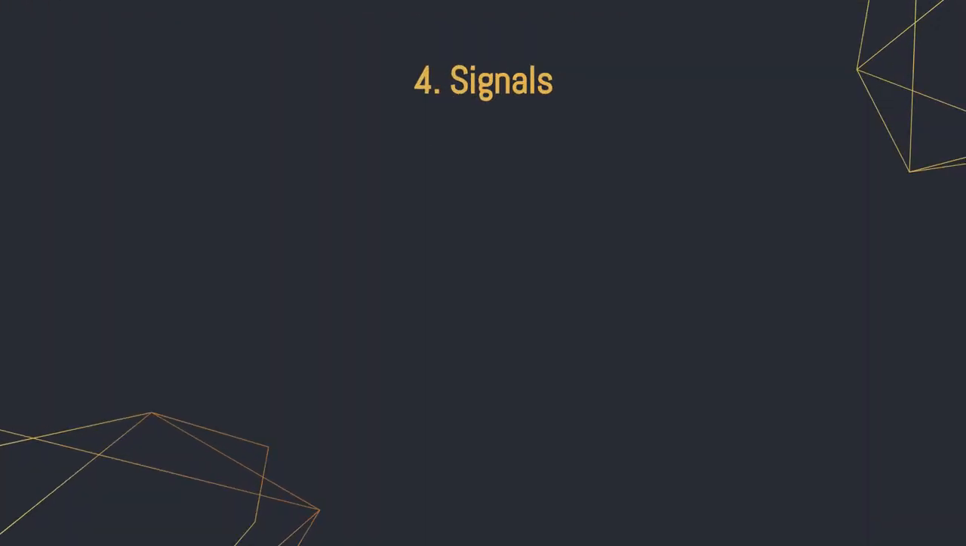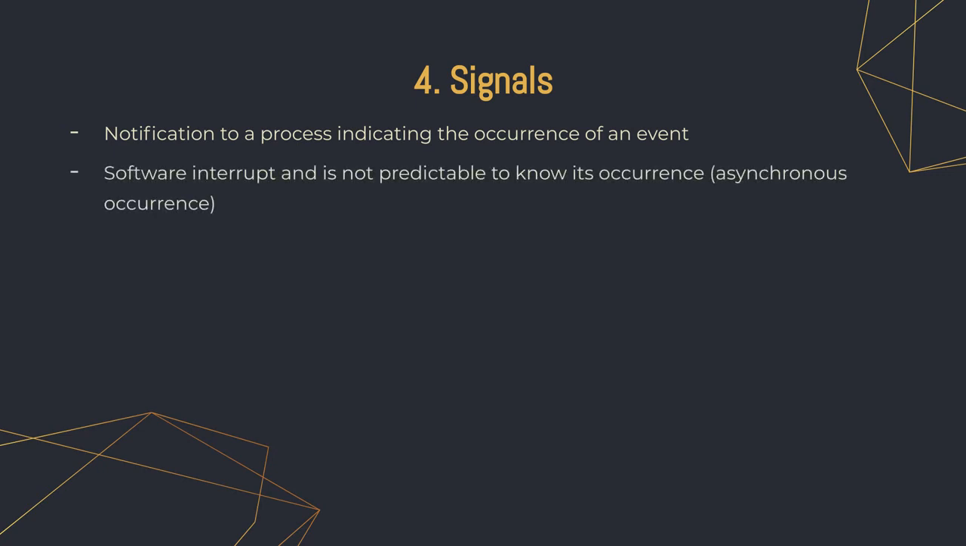Fourth, we've got signals. Now, signals are useful in inter-process communication in a limited way. It's nothing but a notification to a process indicating the occurrence of an event. So they're just system messages that are sent from one process to another. Usually signals aren't used to send data, but are more or less used for remote commands between processes. And a software interrupt is not exactly predictable. We can't tell when it can occur, and therefore it's called an asynchronous occurrence.